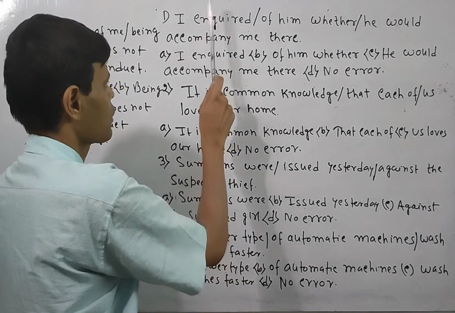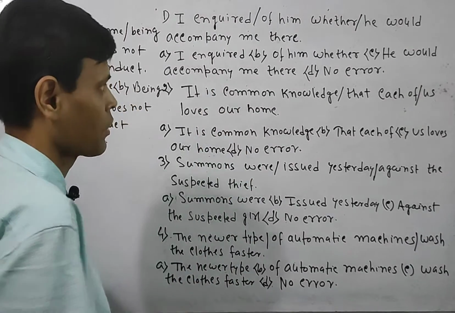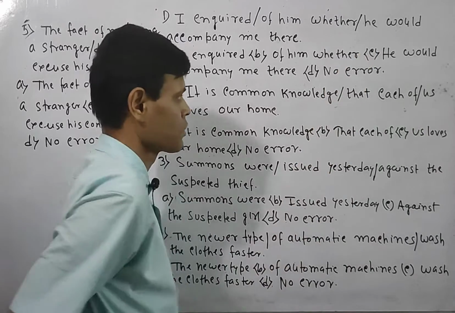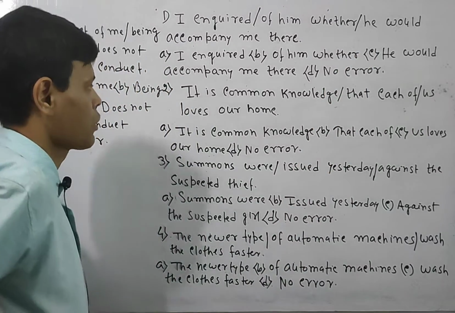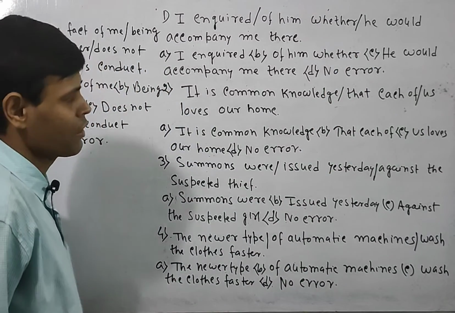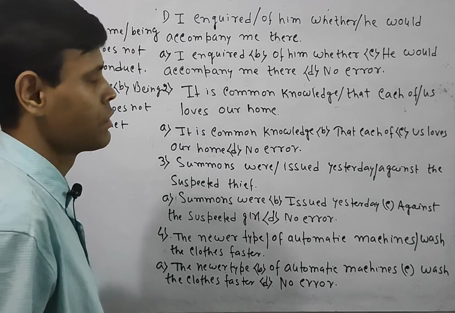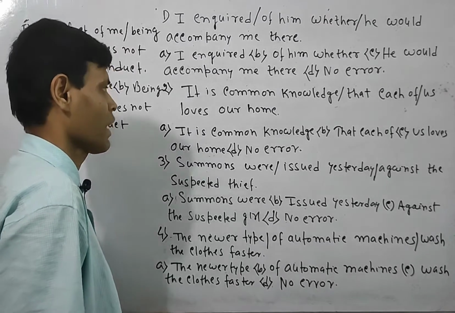It is in the past tense and it is also in the past tense. So there is no mistake. So automatically we can easily come to the conclusion that the sentence is having no mistake at all.